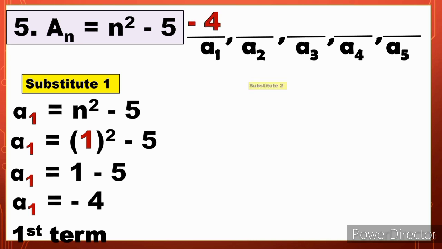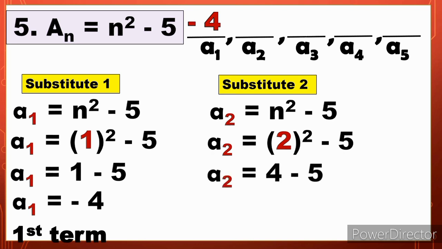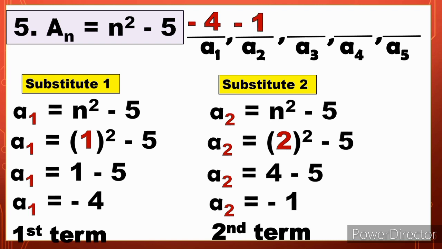Okay. To find the second term or a sub 2, isa-substitute natin yung 2 doon sa n. So, it becomes a sub 2 equals n squared minus 5. Okay. Palitan natin yung n ng 2. So, it becomes a sub 2 equals 2 squared minus 5. So, simplify, 2 squared means 2 times 2. We have 4. So, 4 minus 5 equals negative 1. Therefore, ang a sub 2 natin equals negative 1. And negative 1 is the second term.